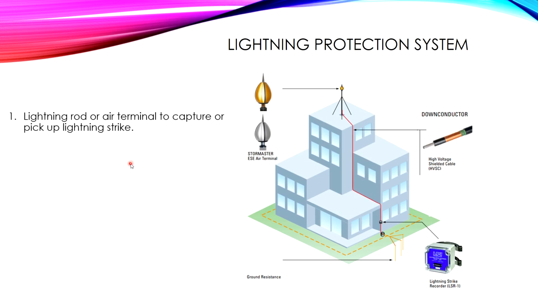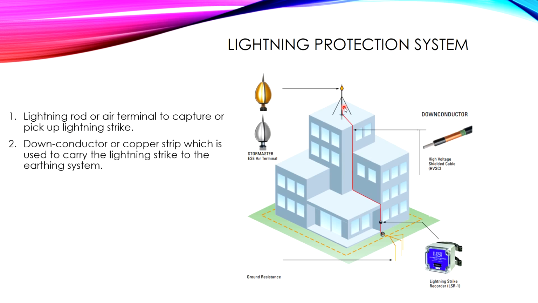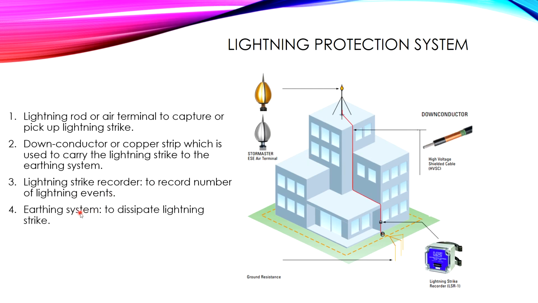Okay, so number one, we have the lightning rod, or the air terminal or air termination system. It is used to capture or pick up the lightning strike hitting the building. Number two, the down conductor or copper strip, which is used to carry the lightning strike from, of course, the air terminal to the earthing system. Number three, the lightning strike recorder, which is this one, used to record the number of lightning events occurring in our system. Number four, the earthing system, in order to dissipate the lightning strike into the ground.